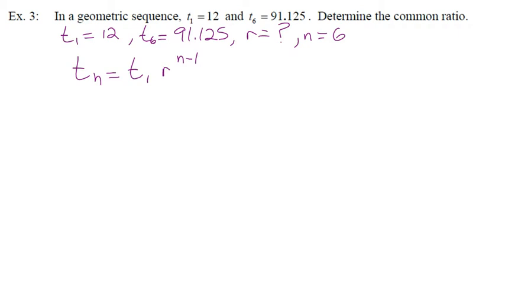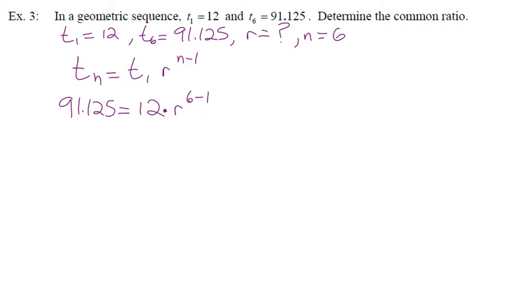So this formula involves 4 quantities: T sub n, T1, R, and n. If we know 3 of them, we can solve for the 4th. So we'll go 91.125 is equal to 12 times R to the 6 minus 1. Maybe throw a little dot in there, say times. Okay, how are we going to solve this? Divide by 12. Let's start off with that.